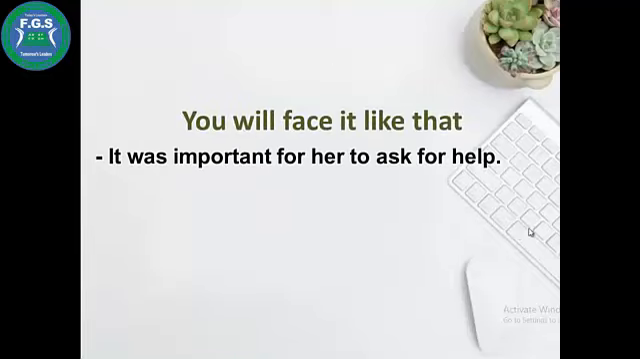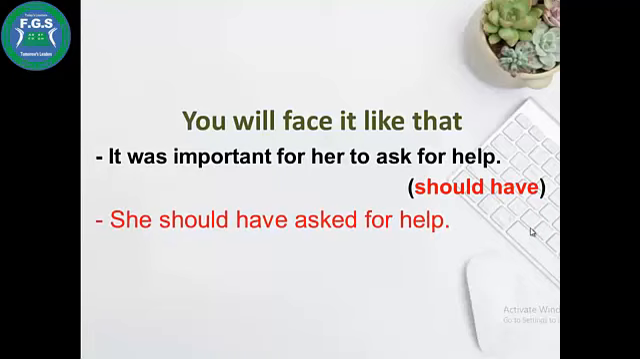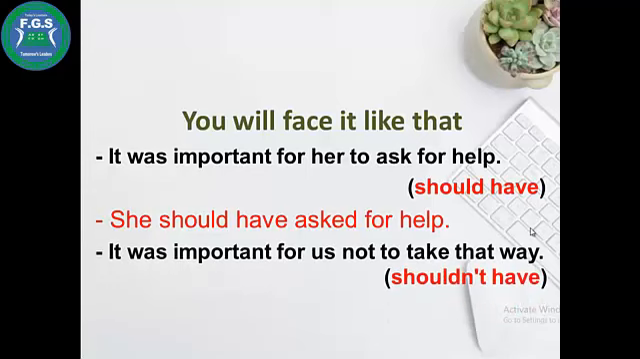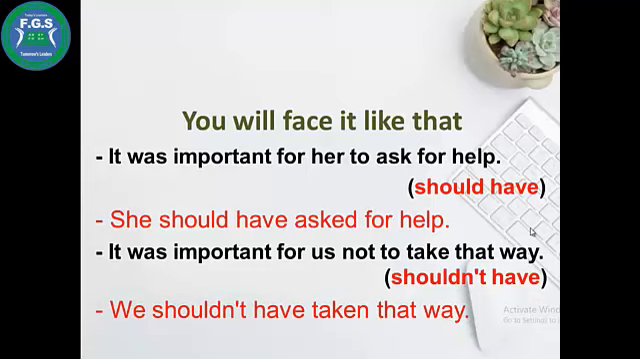It was important for her to ask for help. Use should have. So she should have asked for help. It was important for us not to take that way. Shouldn't have. We shouldn't have taken that way. We use we instead of us as a subject.